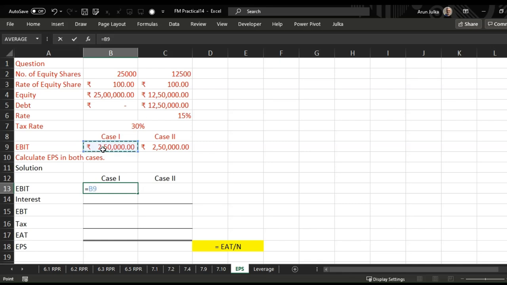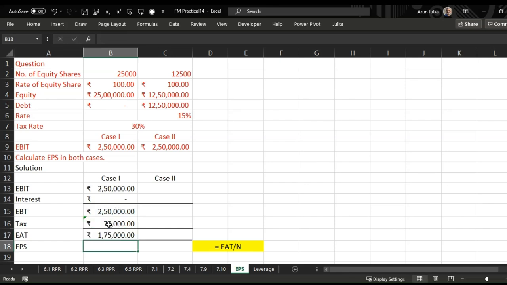EBIT is 2,50,000. In this question, interest is the rate of interest multiplied by the amount of debt. But in this part, there's no debt, so there's no interest. To calculate EBT, we use EBIT minus interest, which equals 2,50,000. To calculate tax, we use tax rate multiplied by EBT. The amount is 75,000. To calculate EAT, earning after tax, we use EBT minus tax.